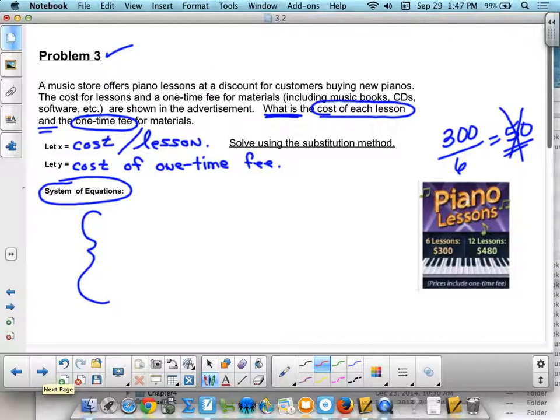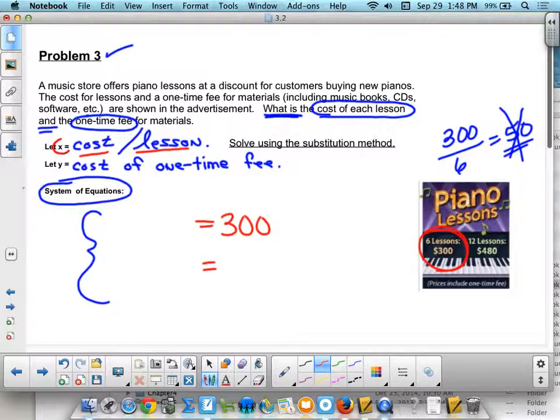I'm going to try to get this to make more sense to you. Remember, equations have equal signs. On that side, I usually put the total. Let's just talk about this. What's the total? $300. Now you got to understand, for something to add up to $300, you paid for something. Didn't you pay for lessons? Yeah. And a one-time fee. How much did you pay per lesson?